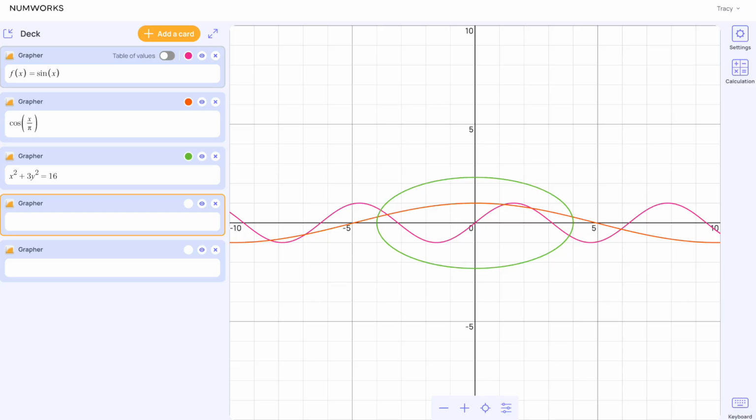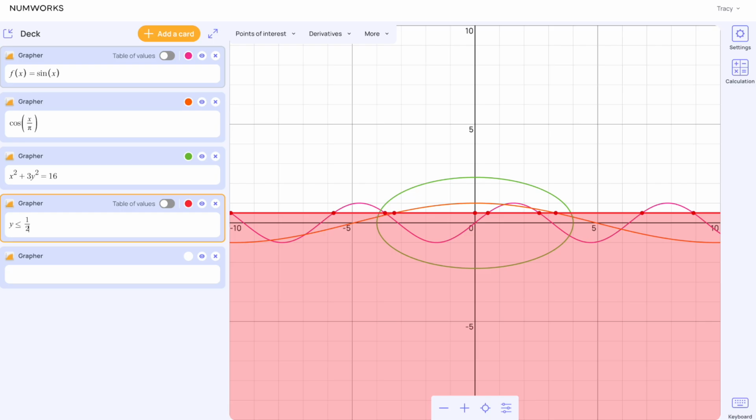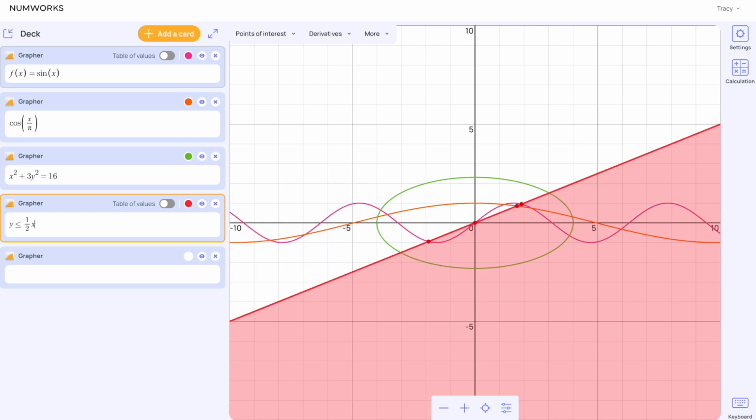And the inequality y is less than or equal to 1/2 x minus 3. The less than can be combined with the equal sign to make the less than or equal to.